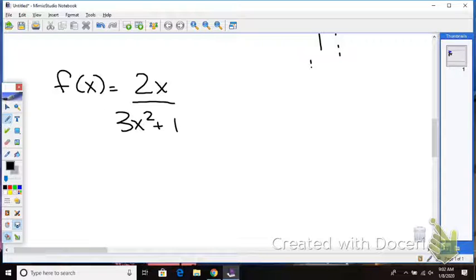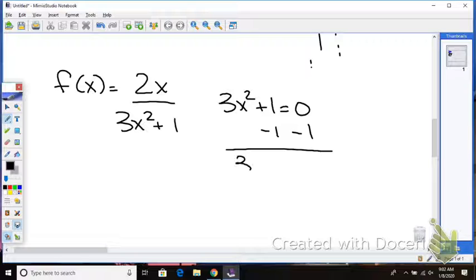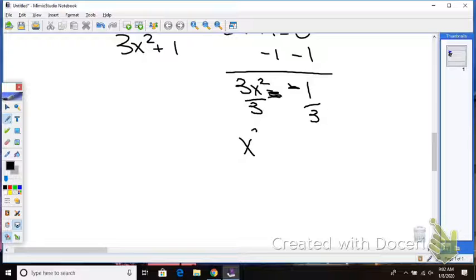Okay, so if I ask you to find the vertical asymptote, what are you setting equal to 0? The denominator. So I've got 3x squared plus 1 is equal to 0. This is not a difference of 2 squares. There's nothing I can factor out, so I'm just going to move stuff around to get x squared by itself. So in this case, I'm going to subtract my 1 over. So I have 3x squared equals negative 1. Then I'm going to divide by 3. So I have x squared equals negative 1/3.